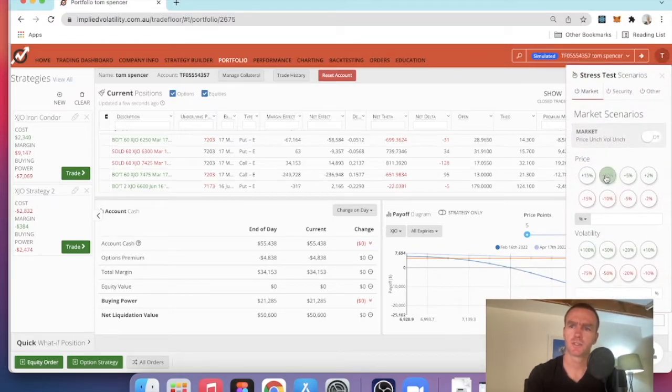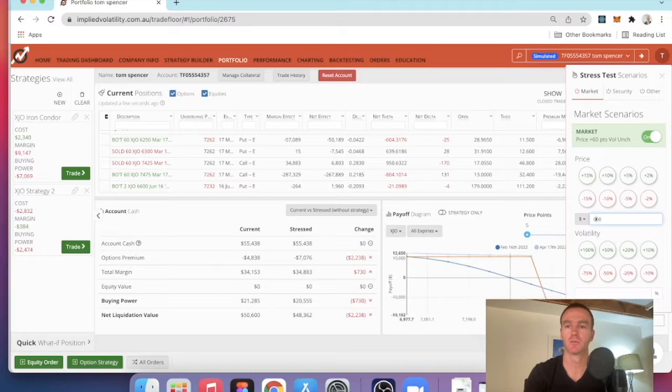Usually what I'll do is I'll use this stress testing feature, and if it's gone up or gone down on the futures, I usually try and just scenario that out. I can say a point change, like if it's gone up by 60 points, for example. That'll give me a sense of my premium change, the margin change, and anything else I need to be aware of.